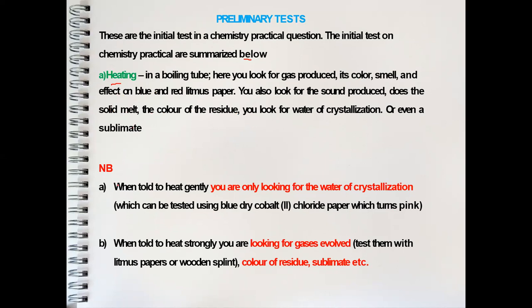Note, when told to heat gently, you are only looking for the water of crystallization, which can be tested using blue dry cobalt(II) chloride paper, which turns pink. When told to heat strongly, you are looking for the gases evolved. Test them using litmus paper or a wooden splint. Note the color of the residue and the color of the sublimate.